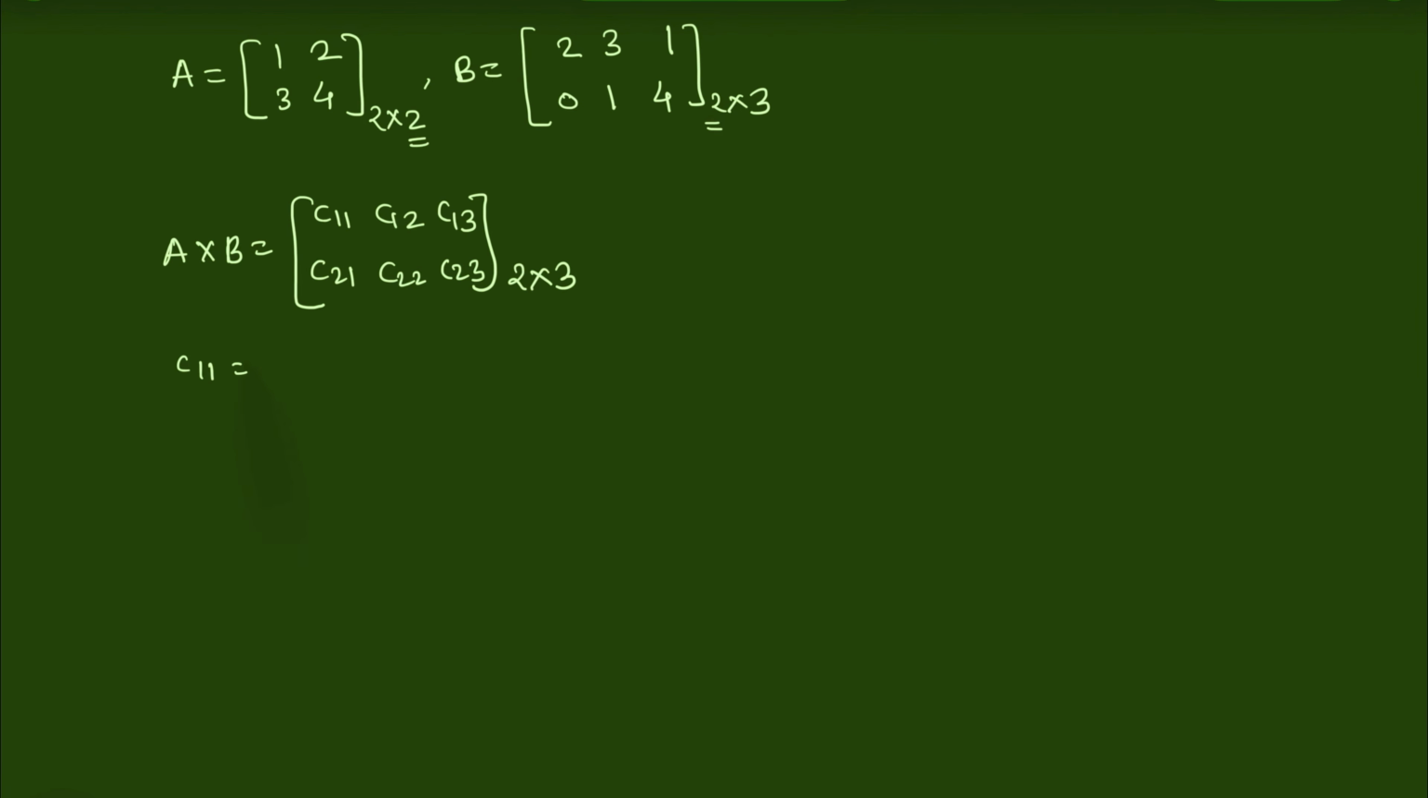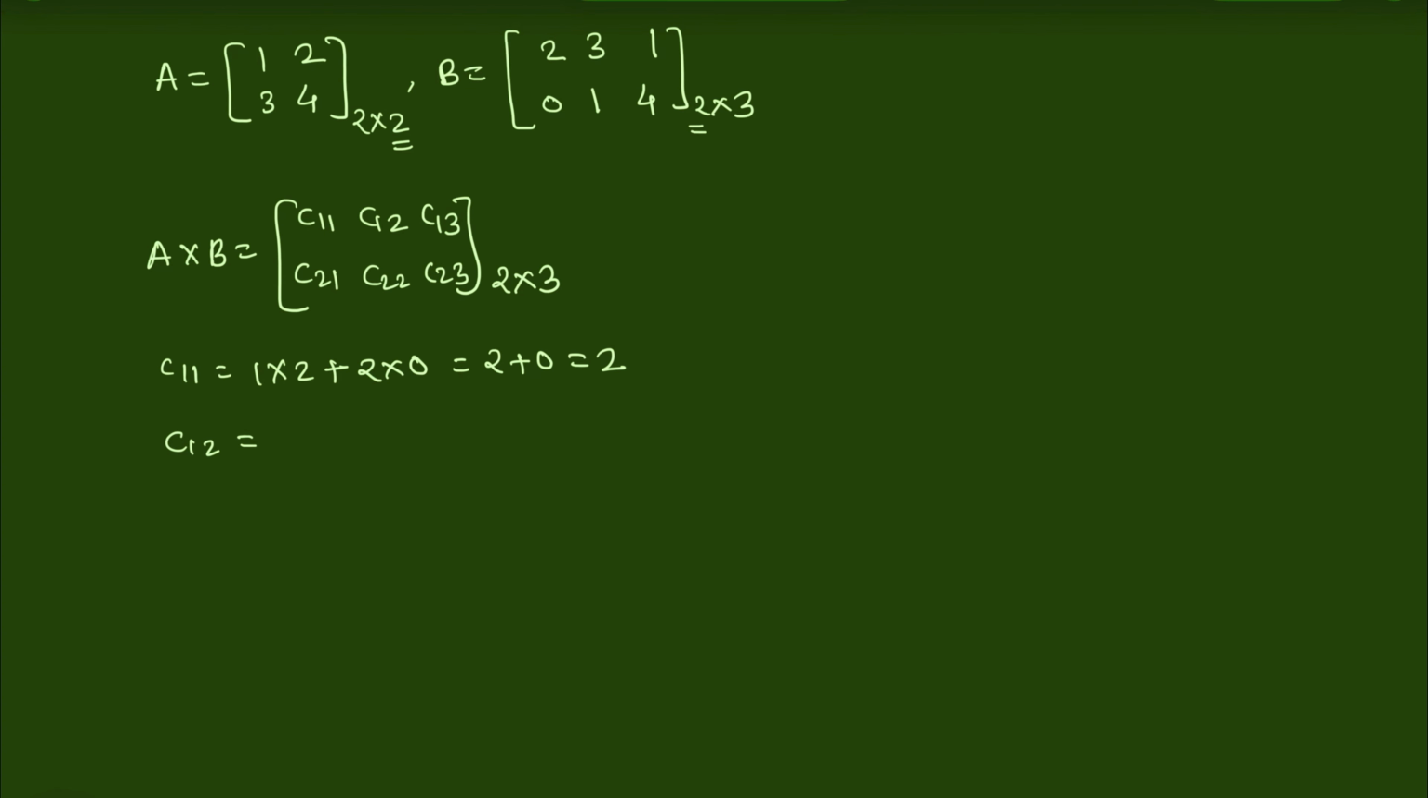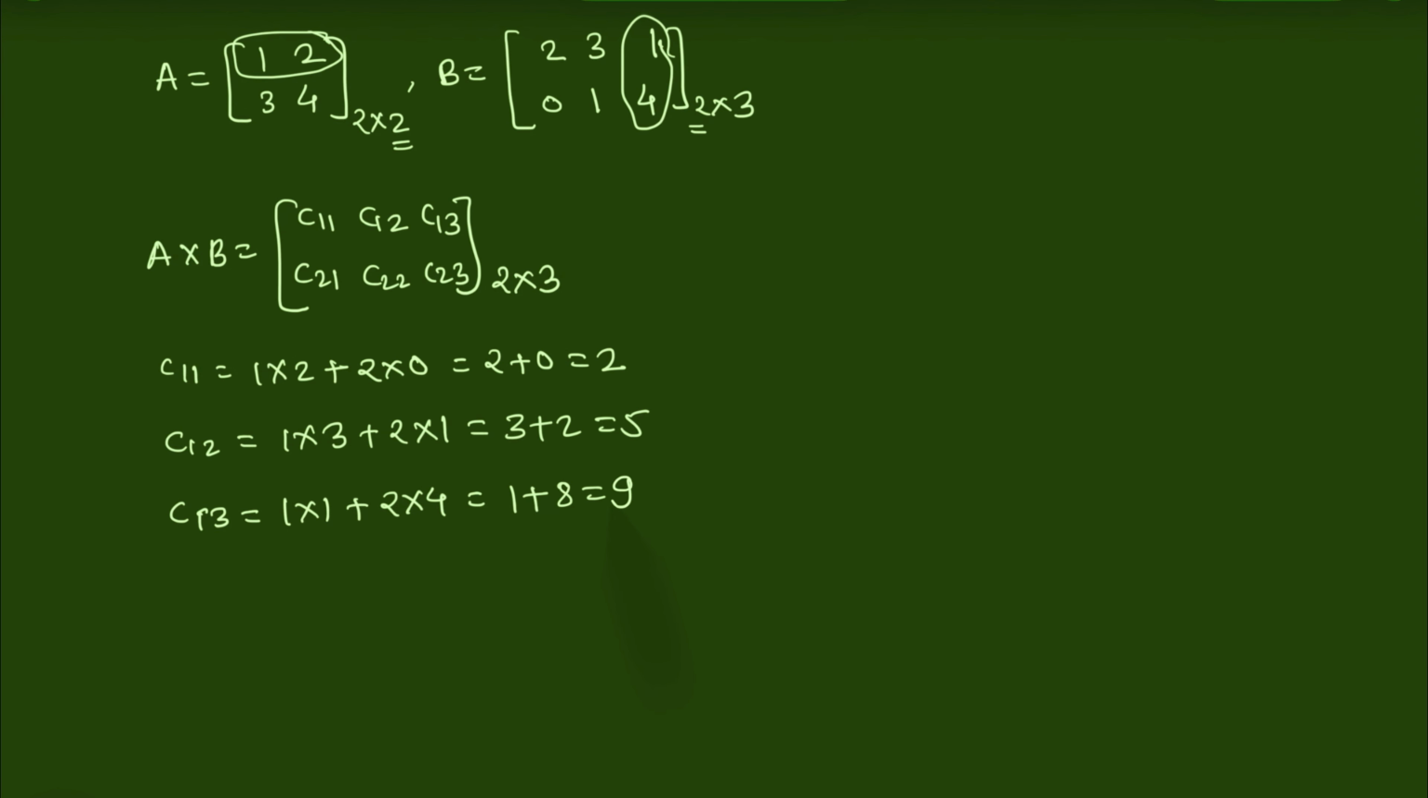Let C11 be equal to the first row to first column, which is 1 into 2 plus 2 into 0, which is equal to 2 plus 0, which is equal to 2. Now C12, which is the multiplication of the first row to the second column, 1 into 3 plus 2 into 1, which is equal to 3 plus 2, which is equal to 5. Now C13, which is the multiplication of the first row to the third column, which is 1 into 1 plus 2 into 4, which is equal to 1 plus 8, which is equal to 9.